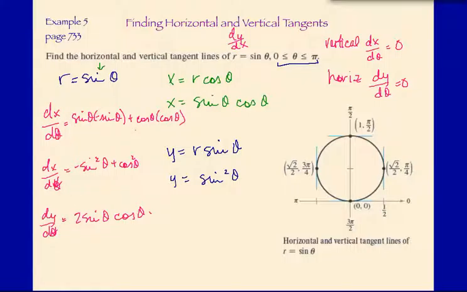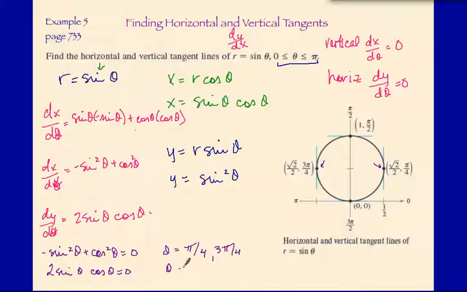When I set negative sine squared theta plus cosine squared theta equal to 0, I'm going to get these angle measures. At pi over 4 and 3 pi over 4, we're going to have vertical tangents. And notice that's what is shown here. When I set 2 sine theta cosine theta equal to 0, that's occurring at 0 and pi over 2. And notice on our graph at 0 and pi over 2 we have horizontal tangents.